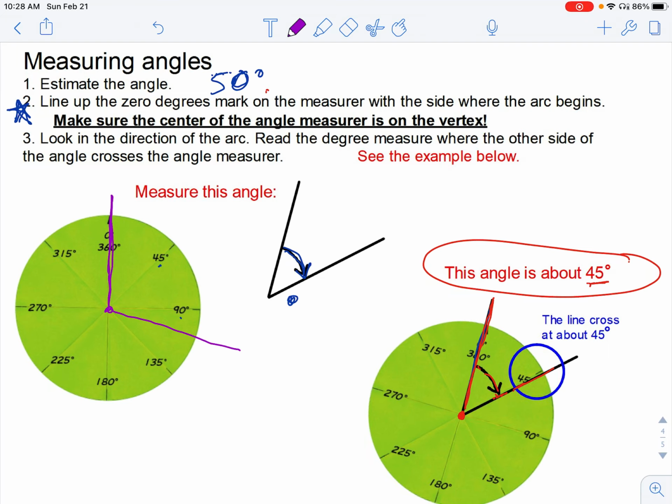Right? Well, now you do have to use your estimating skills again, because it was nice on this last example that it crossed pretty much right at the 45 mark. Here it doesn't cross right at the 90 mark. So we have to use our estimating skills. We know that between 90 and 135, there are 45 degrees.